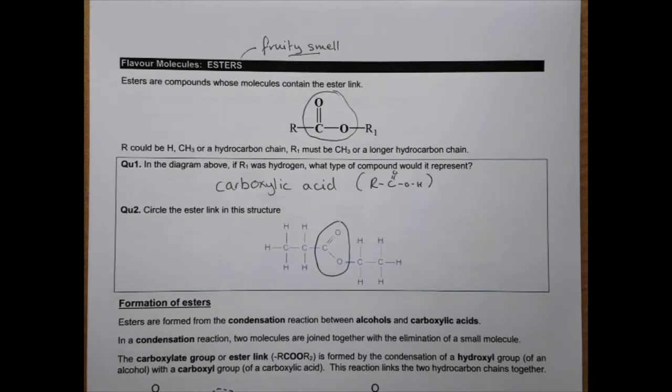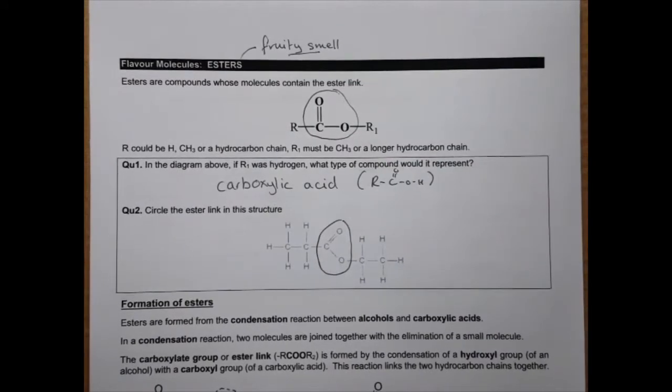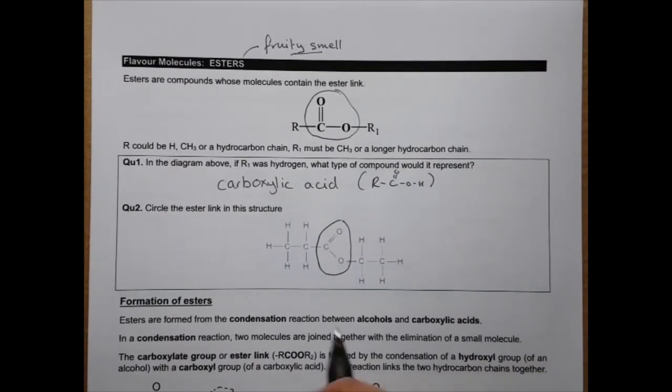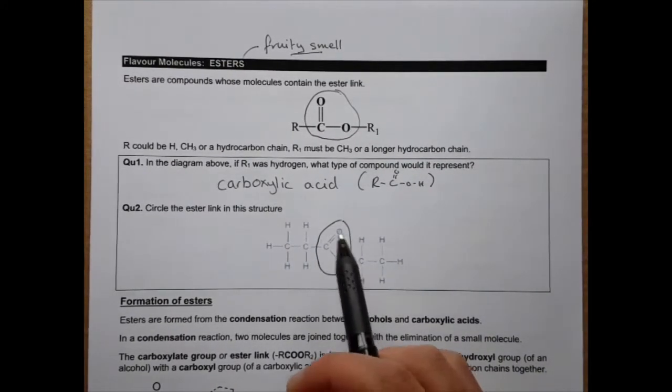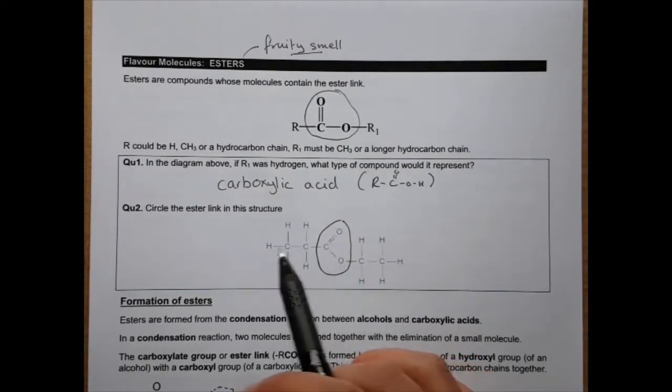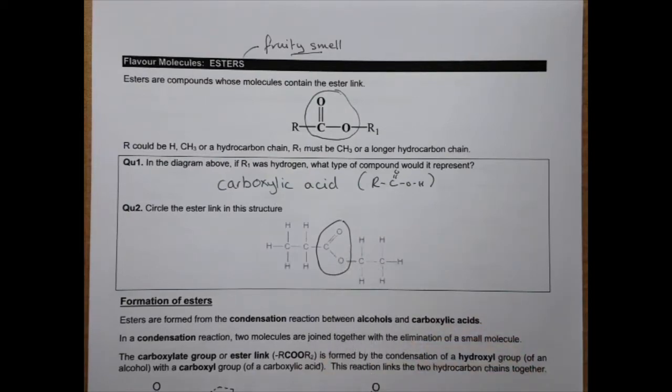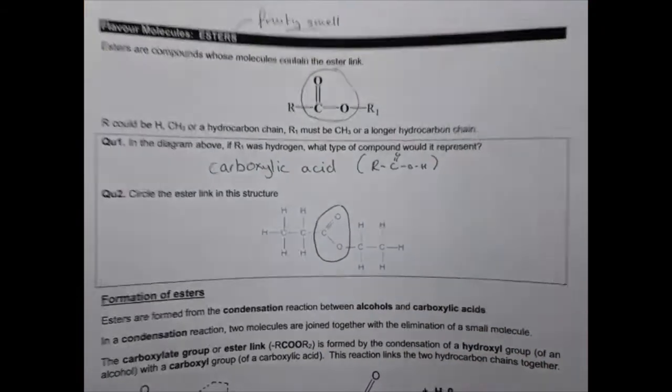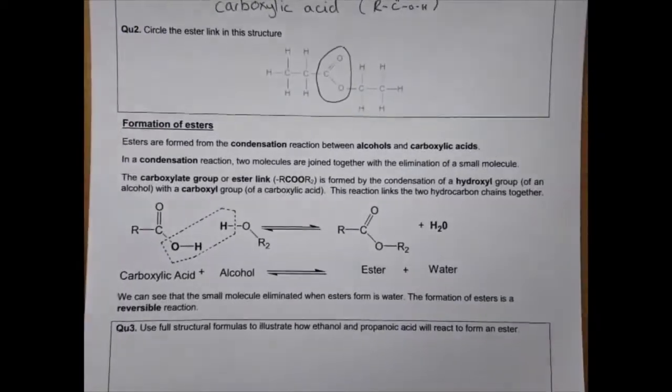Okay, and hopefully you've circled what I have done on the diagram. So first thing to look at is how esters are formed, because that tells us quite a bit about the structure and how we get this ester link, and how the different halves of the structure around the ester link are related. So we're going to look at the formation of esters first of all.